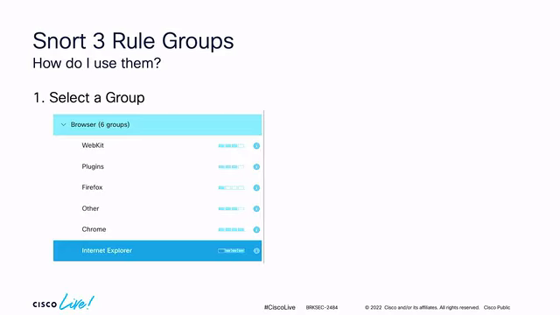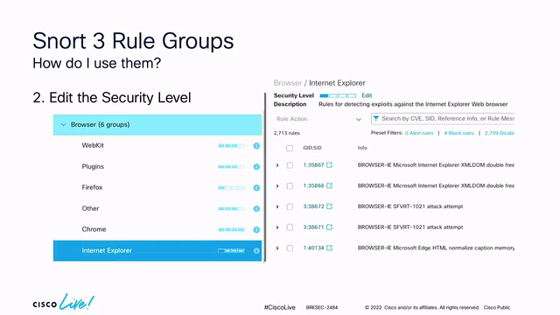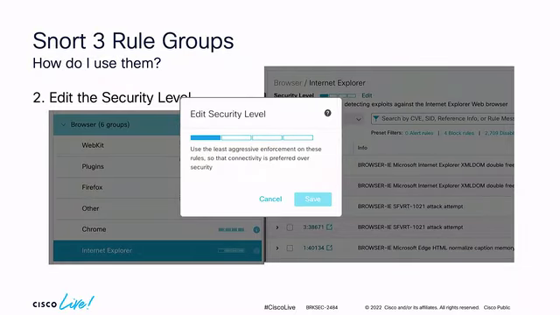Okay, so how do you do that? In the groups, let's say I select one of those groups. This is the Internet Explorer group from the previous slide. If you click that, on the right you'll see all the rules that are in the Internet Explorer group. Okay, great. If you click the little edit up there, though, then you get to modify the security level for that group. Clicking on that will pop up this edit security level dialog.